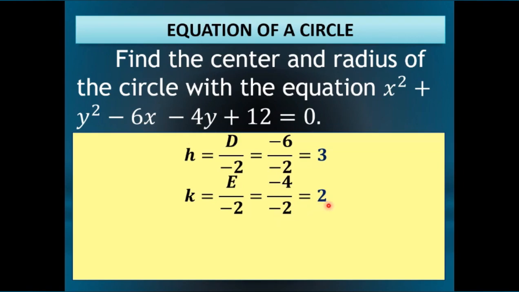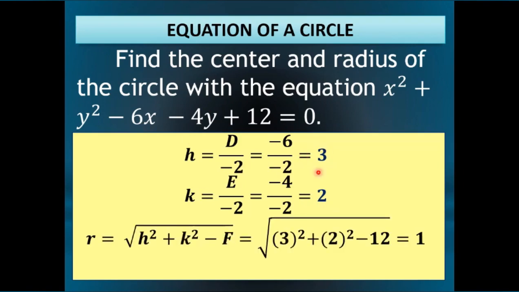And then for our r, we'll have the square root of h squared. So h squared is 3 squared plus k squared, which is 2 squared, minus our f, which is positive 12. So 3 squared is 9, 2 squared is 4, so 9 plus 4 is 13, minus 12 is 1, and the square root of 1 is equal to 1. So the radius will be 1, and our h and k will be positive 3 and positive 2 respectively. So again, the center will be at 3, 2, and the radius is 1 unit.